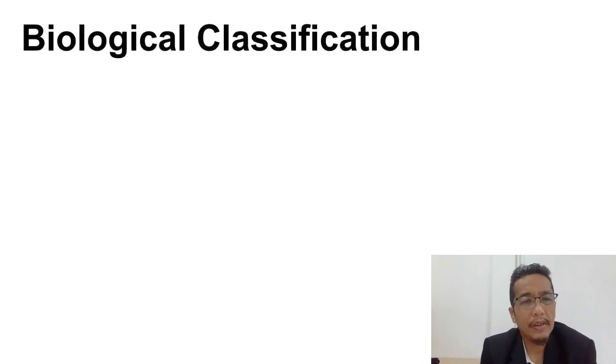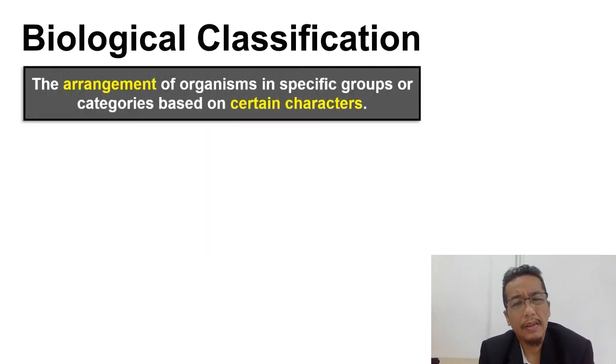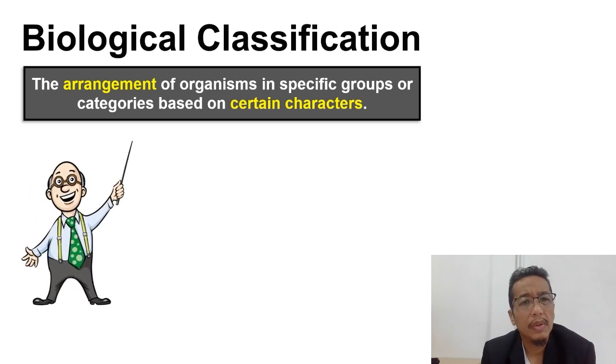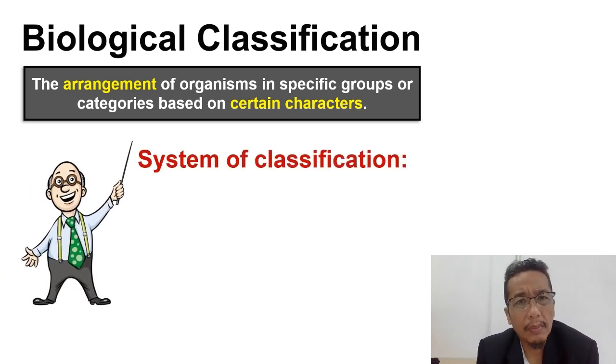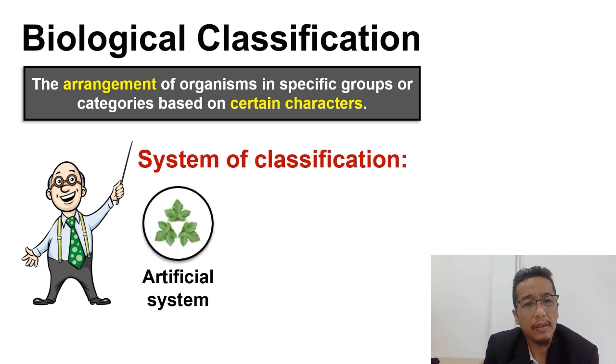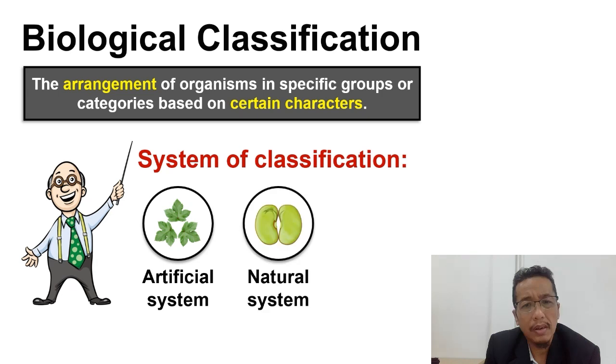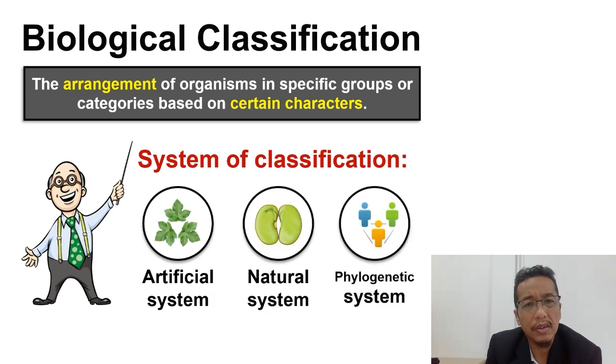So the next term related to dendrology is biological classification. So what is biological classification? Biological classification is the arrangement of organisms in specific groups or categories based on certain characters. This type of classification has three systems. The first one is the artificial system. The second one is the natural system, and the third one is the phylogenetic system.